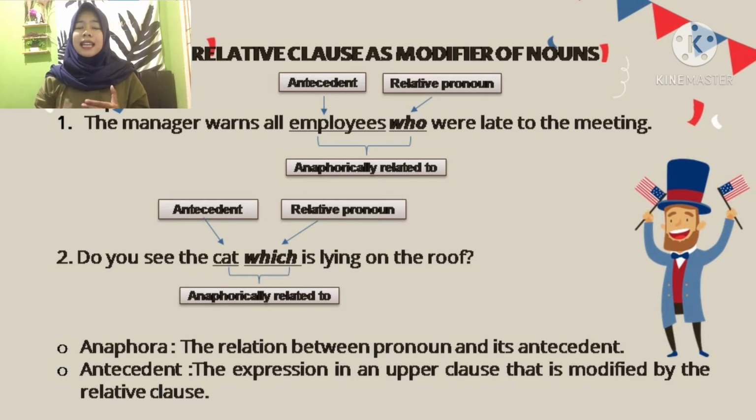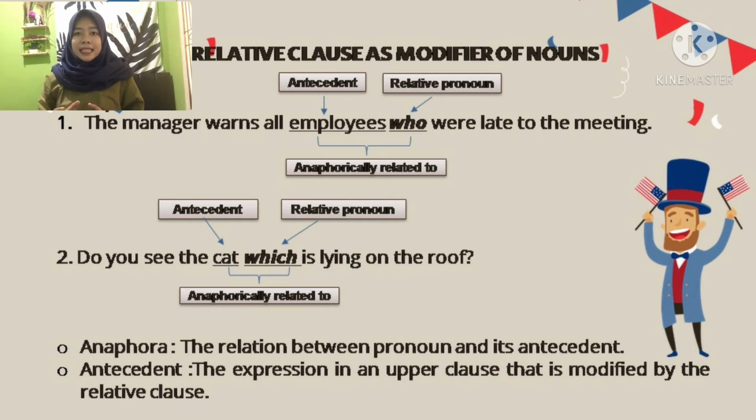Meanwhile, who in the sentence is a relative pronoun, whose interpretation is provided by its antecedent. As you can see, the noun employees is the antecedent. An antecedent is an expression in an upper clause that is modified by the relative clause. Meanwhile, anaphora is the relation between a pronoun and its antecedent. So, we can say that who is anaphorically related to employees.